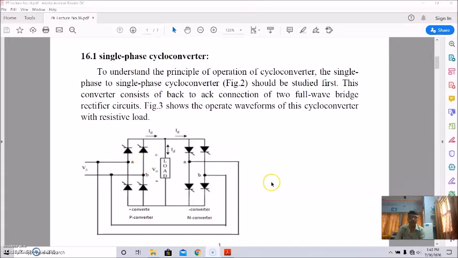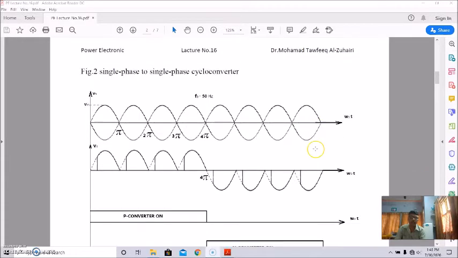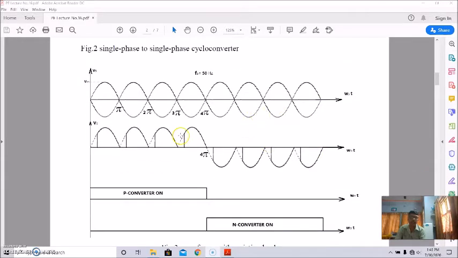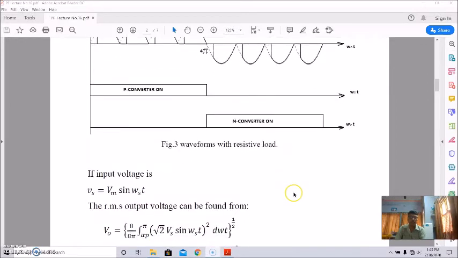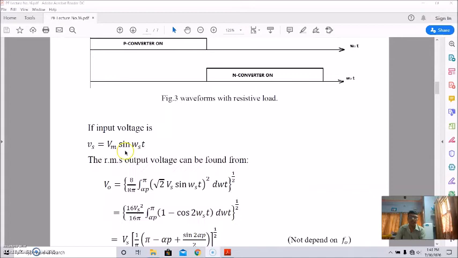This is the source voltage, the supply voltage. So their waveforms will be like this. This is the waveform, so these are the output waveforms. This is the time for the positive converter on, and this is the time for the negative converter on. So if the input voltage is Vs equal to Vm sin omega t, the RMS output voltage can be found from this equation.